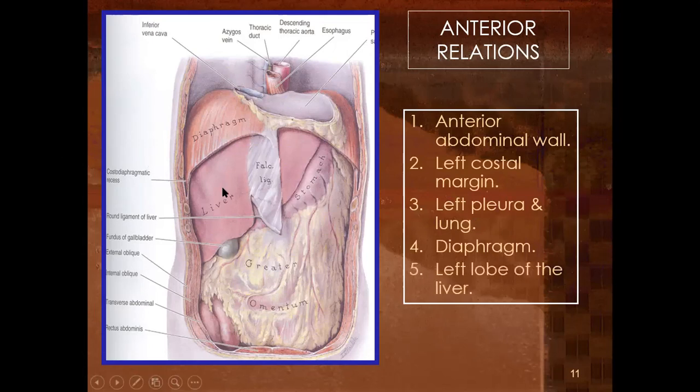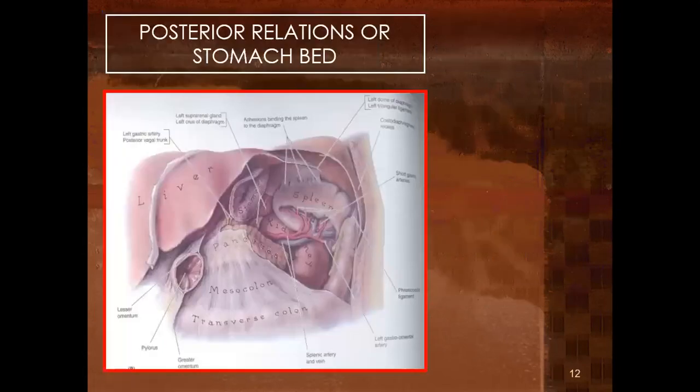Even if you see here, this is the liver. It is so huge that the right lobe of the liver is here, but the left lobe extends up to the left side, crosses the midline, and even covers the stomach partly. So even the left lobe of the liver will be in front of the stomach. All these are the structures: anterior abdominal wall, left costal margin, left pleura and lung, diaphragm, as well as the left lobe of the liver. All the structures are in the front.